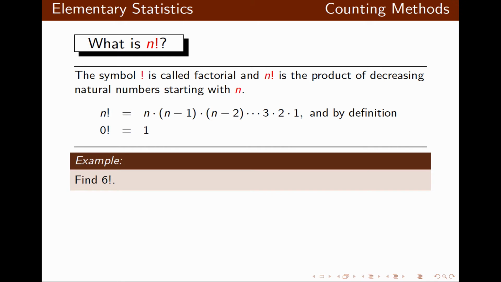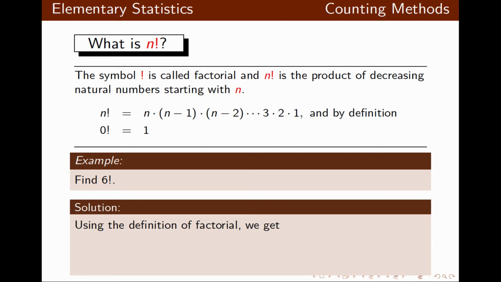So if we want to find 6 factorial, using the definition of factorial, we get 6 times 5 times 4 times 3 times 2 times 1, which is 720. Now keep in mind, technology can help us a great deal to find most of these computations.